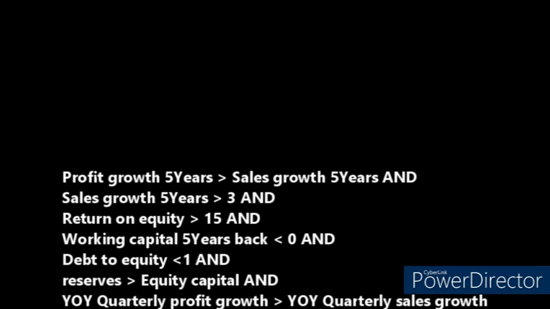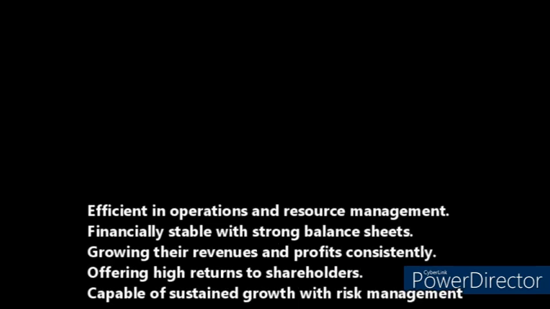Combined impact of the criteria. By applying these combined criteria, investors can identify companies that exhibit: 1. Strong growth and profitability. Companies with higher profit growth than sales growth and consistent sales growth over 5 years are likely to be expanding efficiently and effectively. High returns. A high ROE indicates the company is generating strong returns on equity, making it an attractive investment. Operational efficiency. Historical negative working capital and better profit growth than sales growth indicate efficient management of operations and resources.